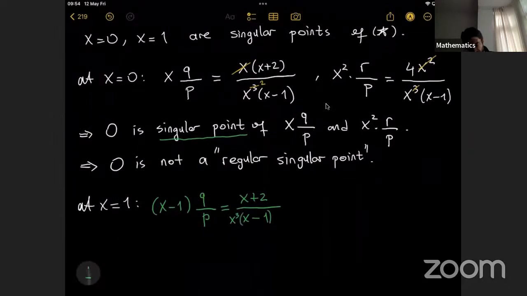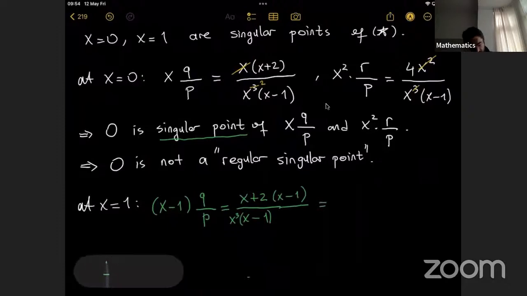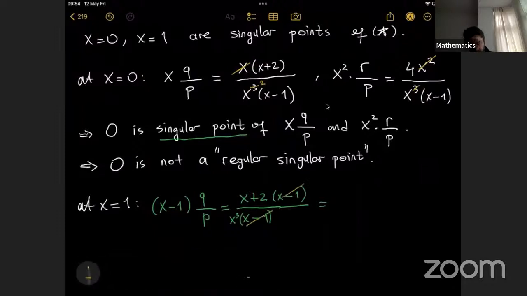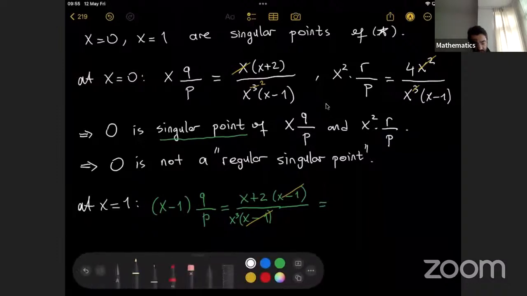Now you multiply this with x minus 1. Well, the nice thing is you can cancel out x minus 1s, okay? And it becomes an analytic function, right? So when you multiply with x minus 1, you get rid of x minus 1s, and then the remaining x plus 2 over x cubed is analytic at x is equal to 1.